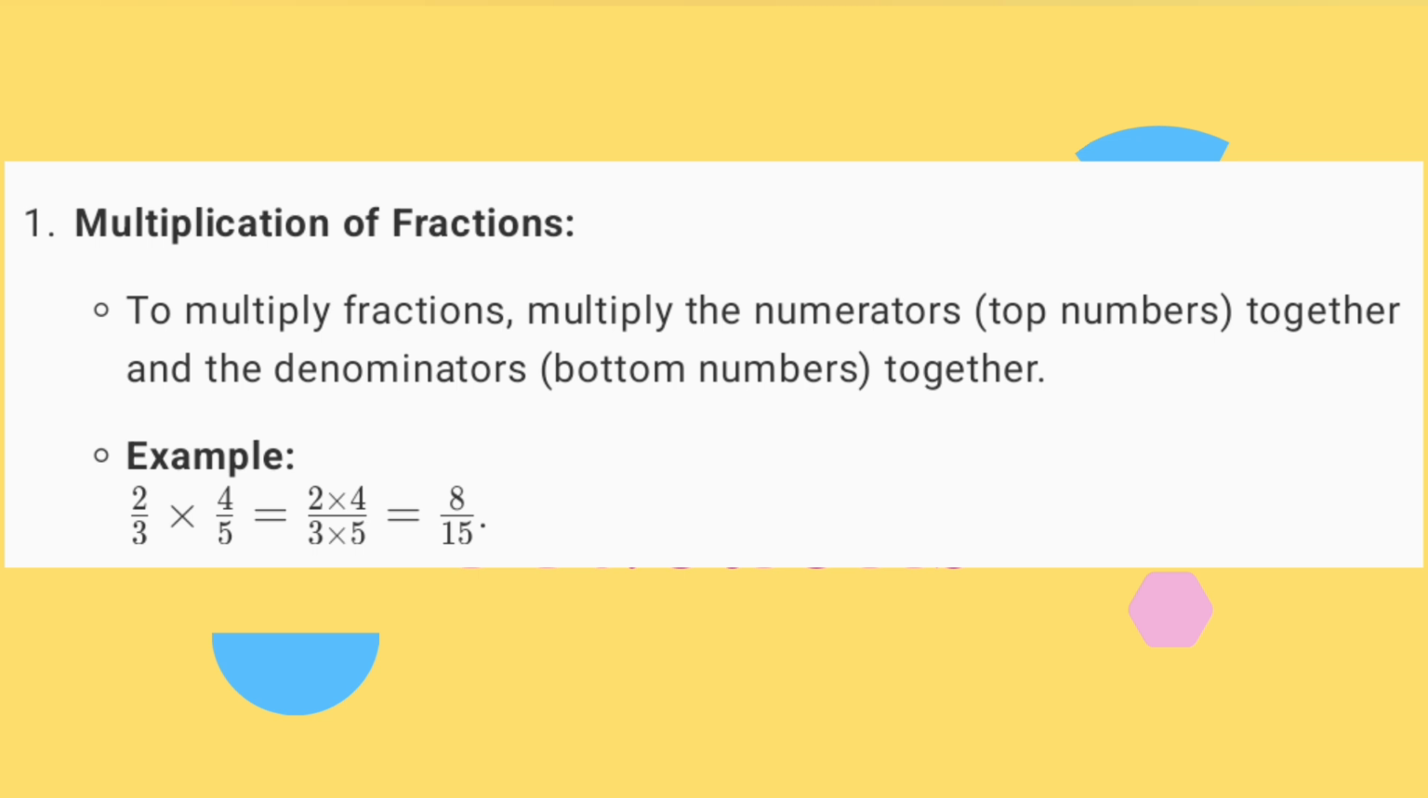Multiplication of fractions. Let's start with multiplication of fractions. To multiply fractions, multiply the numerators, the top numbers, together and the denominators, the bottom numbers, together. Then we'll get the result. As you can see in the example, 2 by 3 and 4 by 5 are multiplied together to get 8 by 15. Here we multiplied the numerators together and the denominators together. Then the result is 8 by 15.